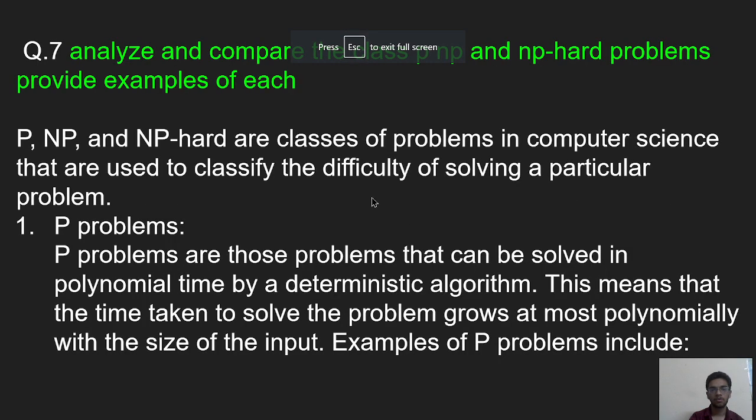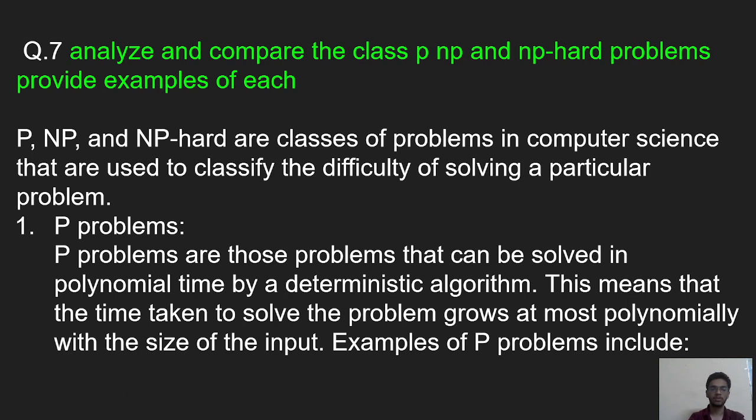Now we will move on to our seventh problem, that is, analyze and compare the classes P, NP and NP-hard problems. So what are P, NP and NP-hard problems? P, NP and NP-hard are classes of problems in computer science that are used to classify the difficulty of solving a particular problem. So what are P problems? First we will see this.